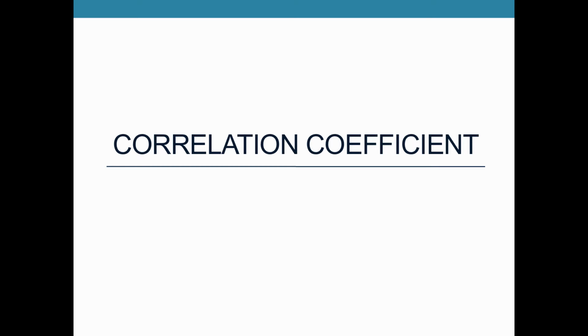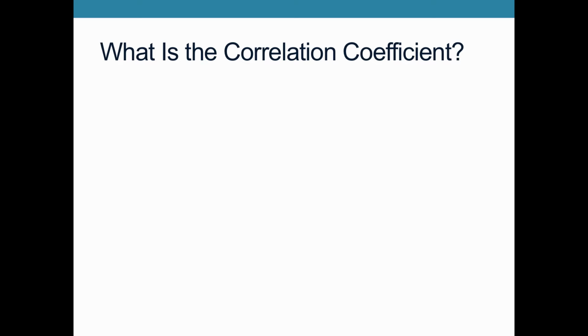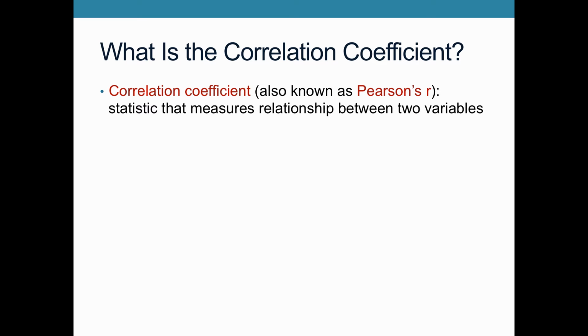This lecture will provide an overview of the correlation coefficient, which is one way that we assess the degree to which two variables are related. So what is the correlation coefficient? The correlation coefficient, also known as Pearson's R, sometimes just written as R, is a statistic that measures the relationship between two variables. So how much do these variables go together, or how much do they covary? For example, how much is the income of an individual related to the income of their parents?